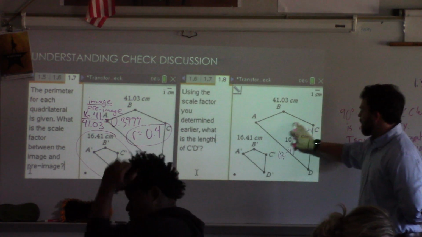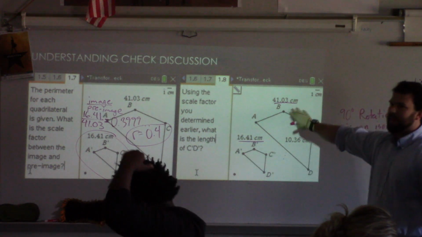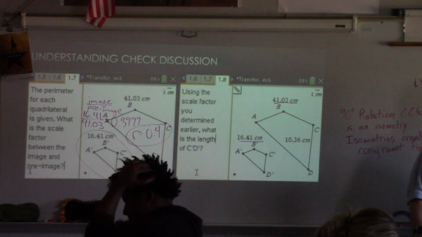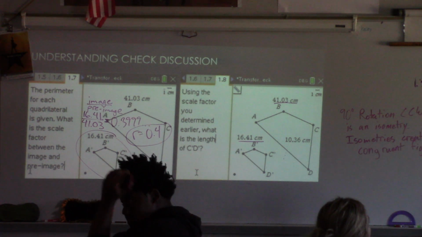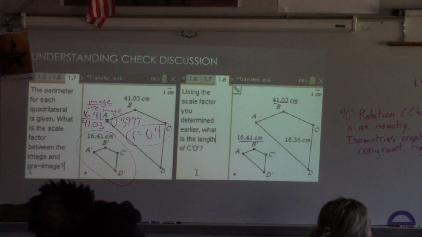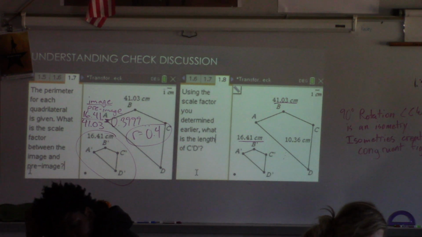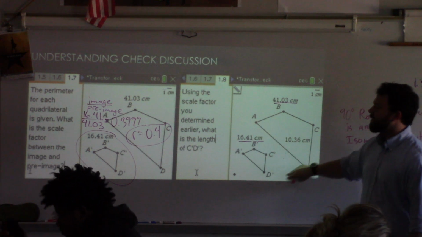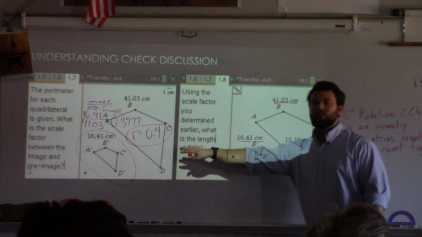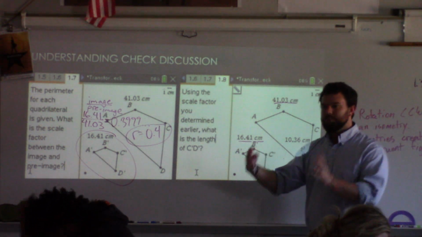And then, first off, I want you to notice the 41.03, the 16.41, that is still the perimeter. That is not what I'm trying to do. How do I use a scale factor to get the length of each side? Not divide. Multiply by the scale factor. Remember, you take the lengths of the pre-image and you multiply it by the scale factor. Some of us got the correct answer on 1.8 because we divided by 2.5, but you weren't supposed to divide by 2.5. With a scale factor, you always multiply.